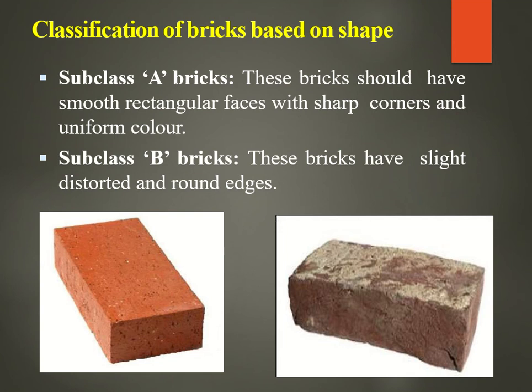The corners look square shaped. There are no smooth corners. Then they have a good uniform color. That is a class A brick. Next we have the second diagram, where the corners are not square shaped and not sharp. You can see there's a distortion in the shape, so such bricks are called class B bricks.